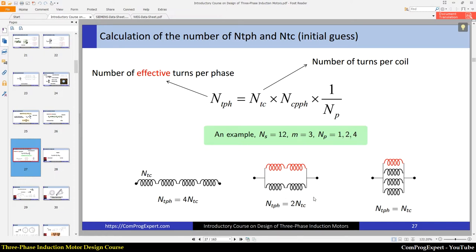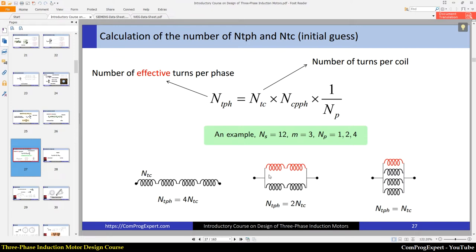So we have these possible choices, and here if I select NP, number of parallel paths, equal to 1, I have 4 series coils, and as you can see here, NTC is the number of turns per each coil. So the number of effective turns per phase is equal to 4 times the number of turns per each coil, right? In series connection.